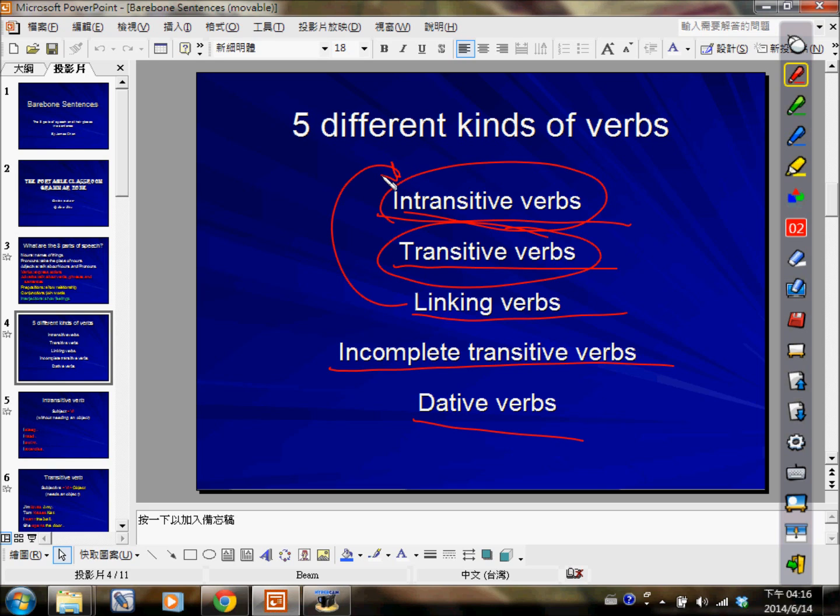Now, we talked about what linking verbs are. There are be verbs, verbs about five senses, and verbs that reflect the state of being. As for incomplete transitive verbs and dative verbs, a verb that requires two objects rather than one, they are transitive verbs. Now we finished talking about linking verbs last time, so we're going to start from incomplete transitive verbs today.